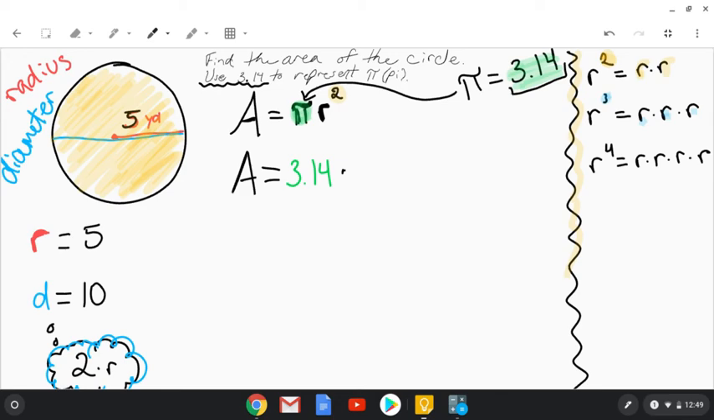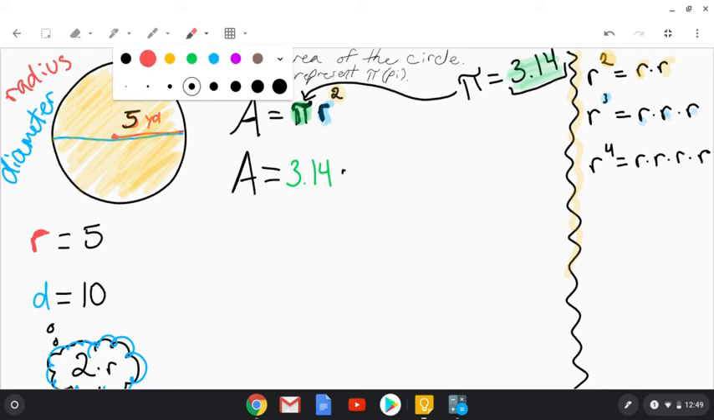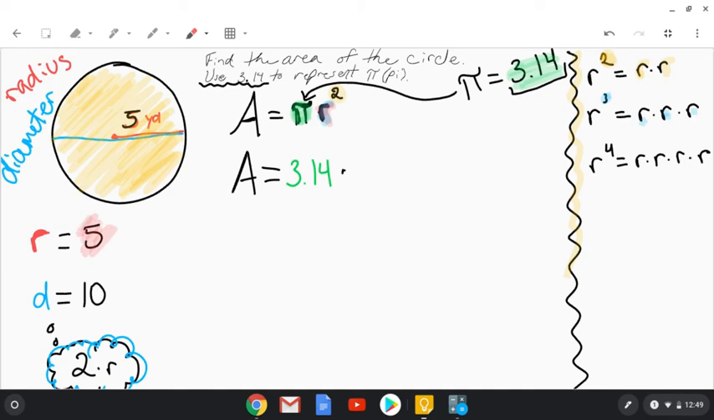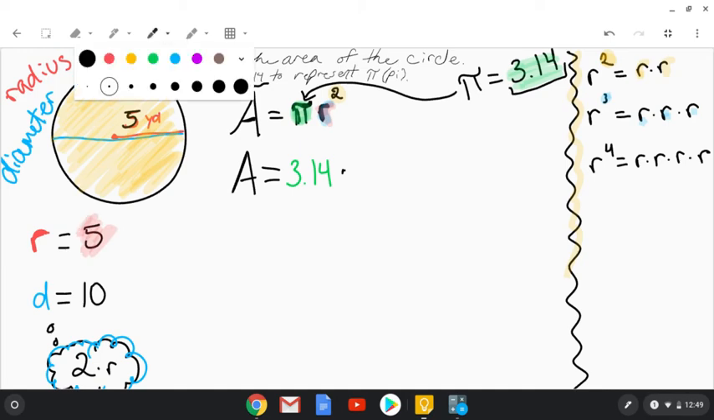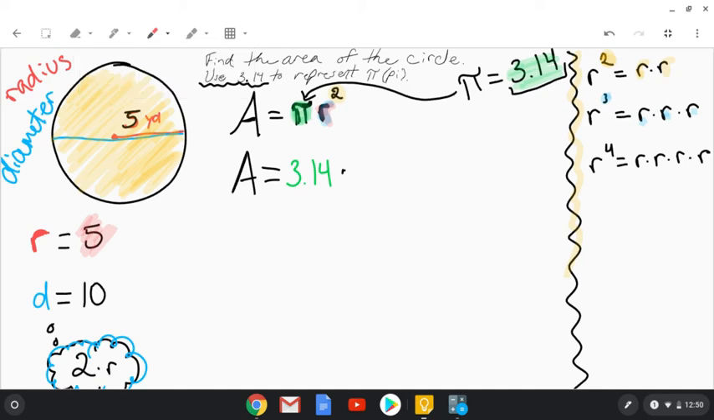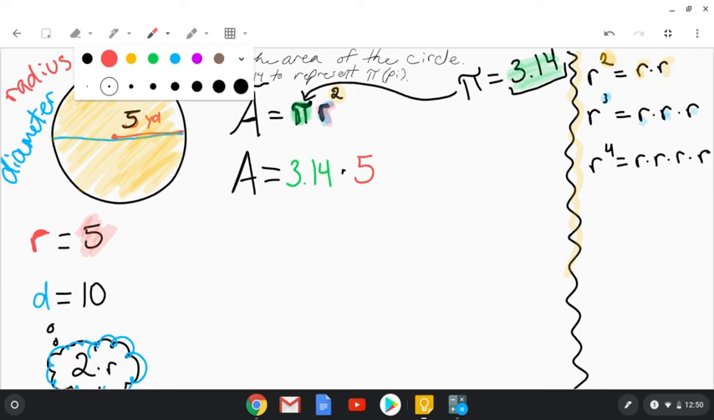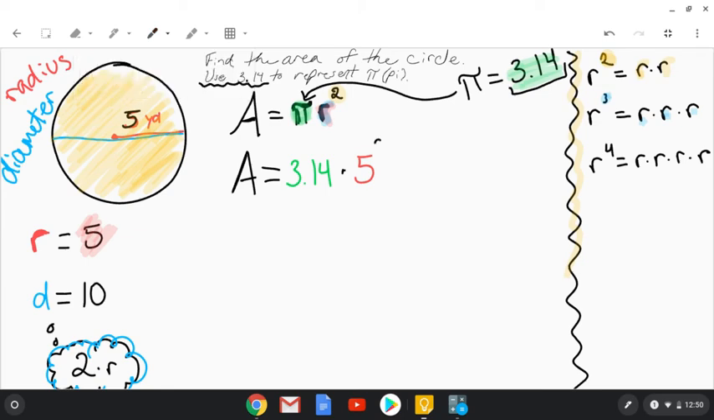We know that r is the radius, so we're going to be using this number. Should have actually used red, trying to keep my colors consistent. R is my radius, so we're going to use this number 5 to stand in for r. So here we go. Instead of r now, I'm writing 5 because my radius is 5. And then I know it's 5 to the second power, or 5 squared.